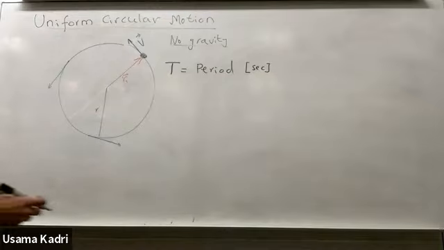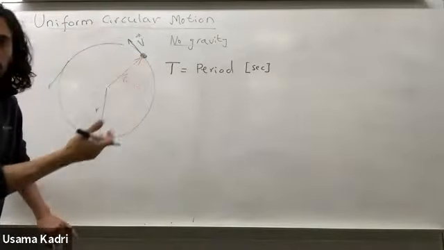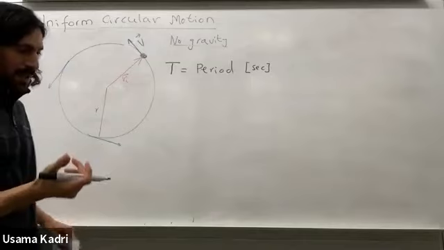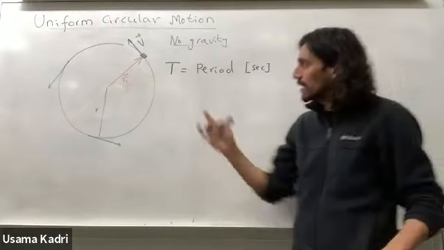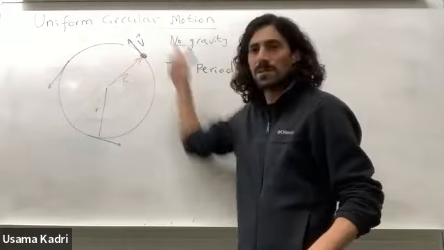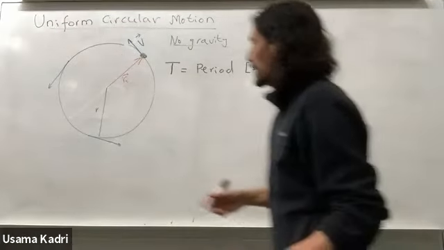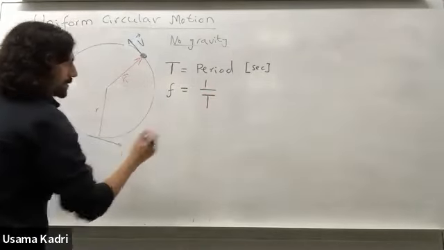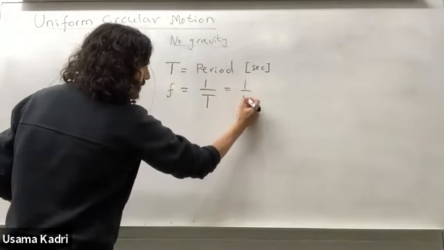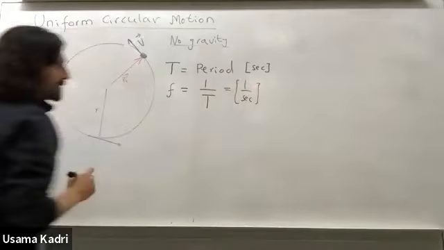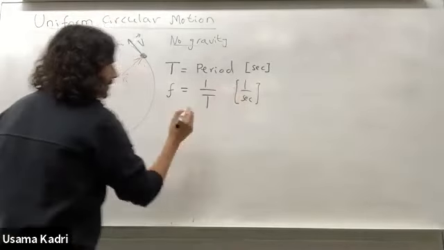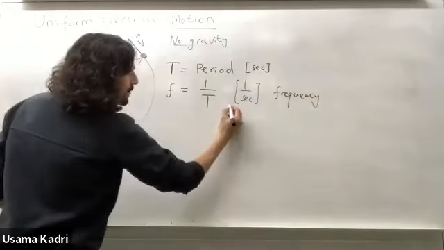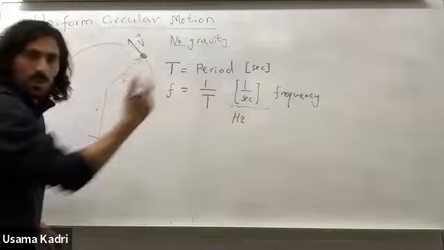I can also describe the motion in a different way, how many times it rotates per second. So I can take a timer and check in a second how many times this object actually rotates around. And that would be the frequency. So the frequency is 1 over the period, and that is 1 over second in terms of the units. Right, I'm going to write here, this is the frequency. And this is known as hertz. So hertz is 1 over second.